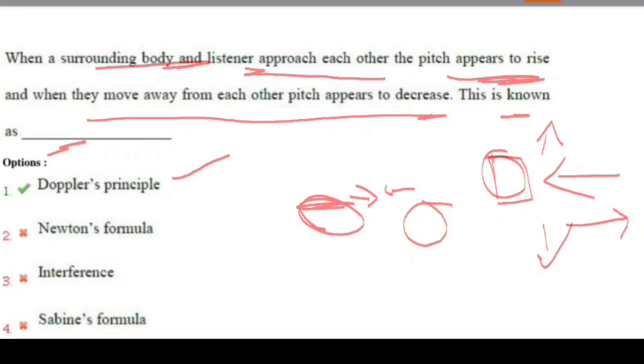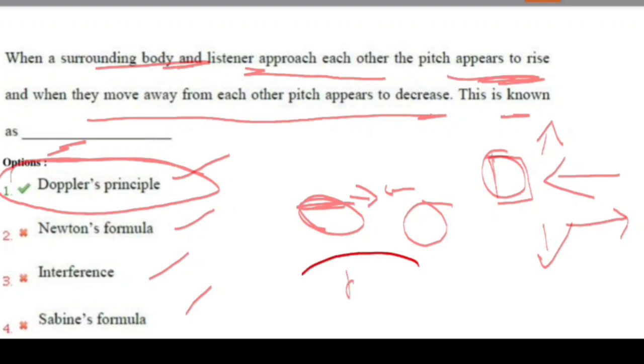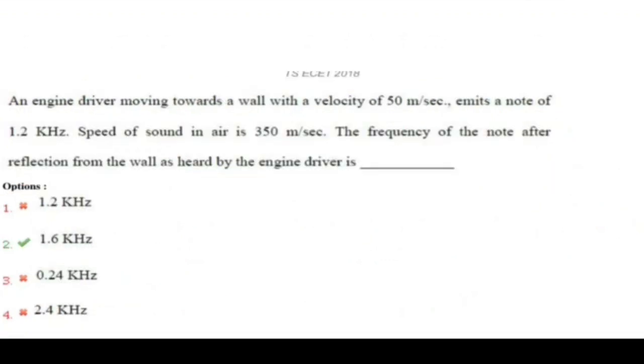The options: Doppler's effect, Newton's formula, interference, Sabine's formula. The answer is Doppler's principle. The pitch increase and decrease depends on Doppler's principle. Remember the answer. Now let's see the next question.